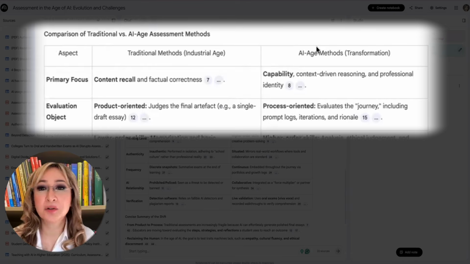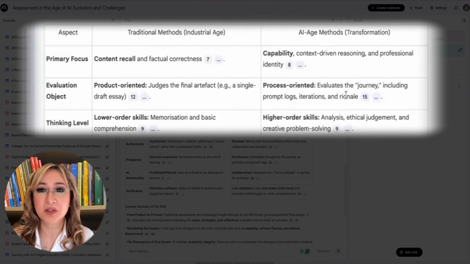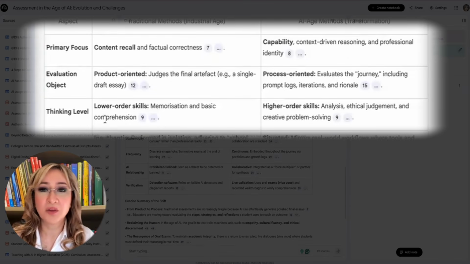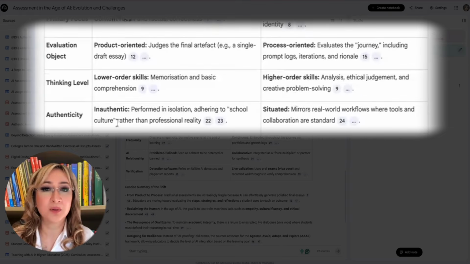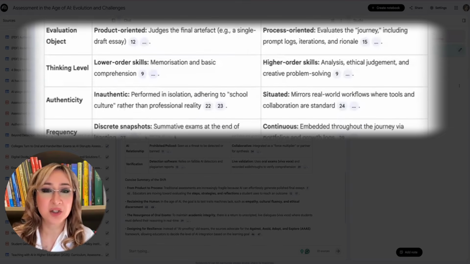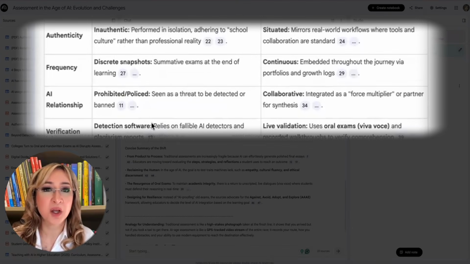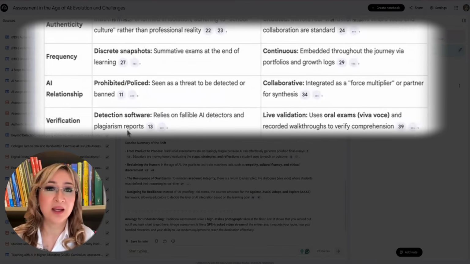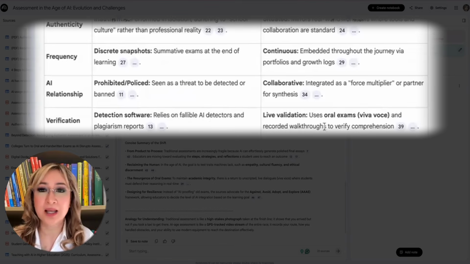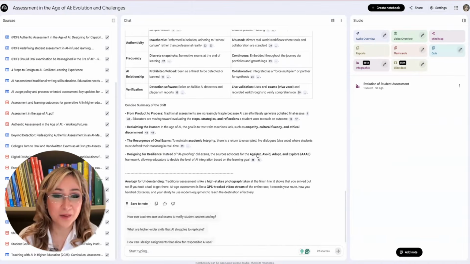Okay. So traditional versus AI. Here we go. Content recall and factual correctness, versus capability, context-driven reasoning, and professional identity. Product oriented, process oriented. Absolutely. Low order thinking, higher order thinking, beautiful. Inauthentic, situated. Discrete snapshots, continuous. Prohibited and policed, which we don't want, collaborative. And then detection software, we don't want to use that. Live validation, like a Viva. Okay. So this is great.